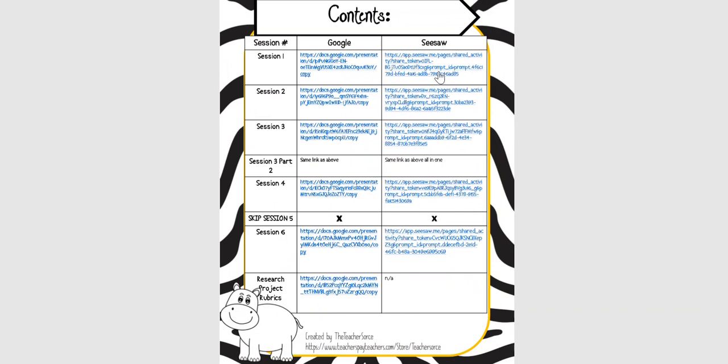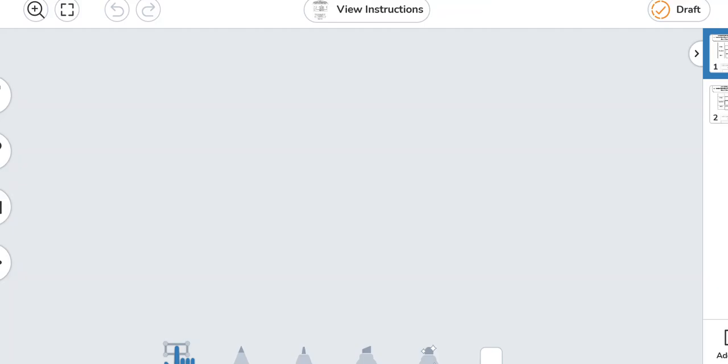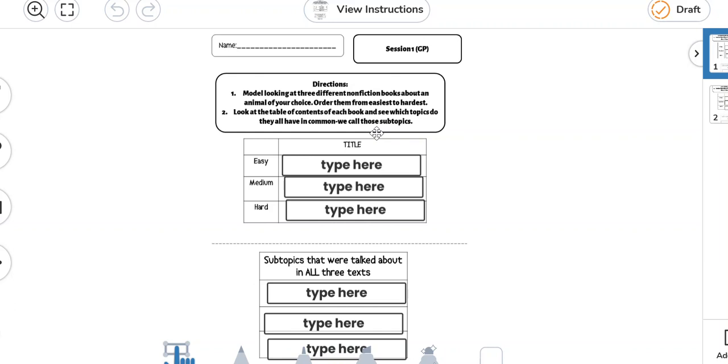I'm going to go back. If I were to click on session 1 for Seesaw and assign it to my students, the students are able to manipulate it. This is the Seesaw version. Type in their own answers here. They're going to be looking at the text and deciding which is the easiest, medium level, and the hardest level, and then determining those subtopics.